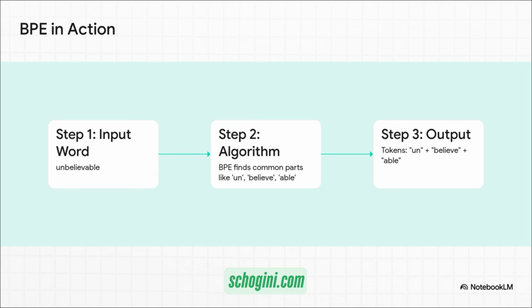Let's take a perfect example. The word unbelievable. Instead of learning that as one giant, unique word, a smart algorithm like BPE looks at it and goes, hey, I've seen these parts before. So it splits it up into 3 tokens: un, believe, and able. This is so much more efficient. Now the AI knows what those 3 little pieces mean, and it can use them to figure out thousands of other words.